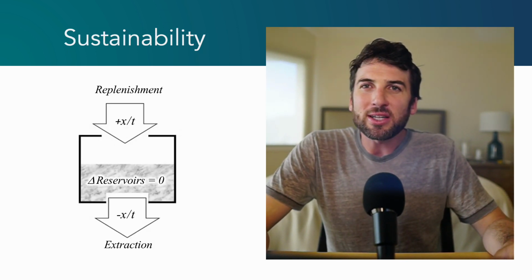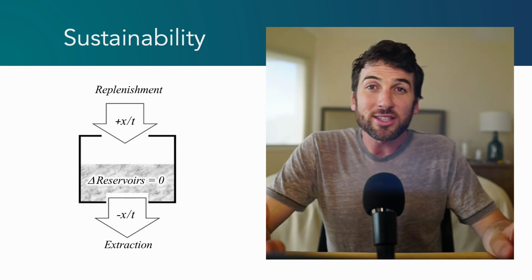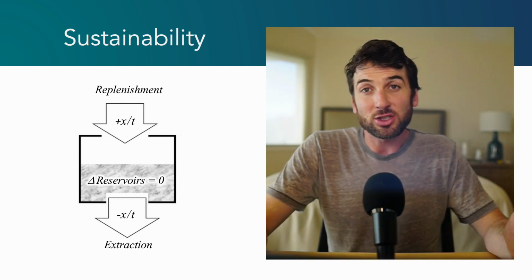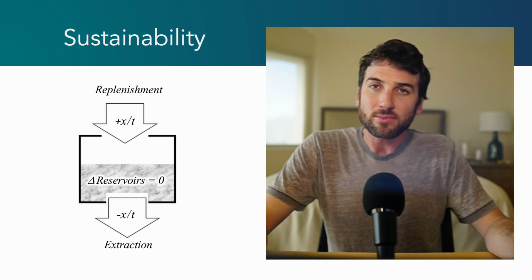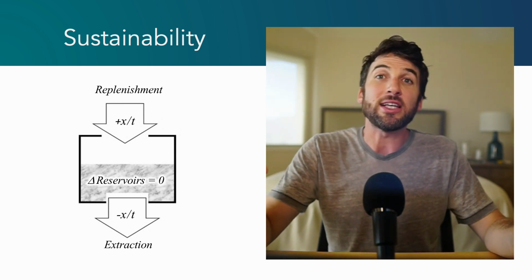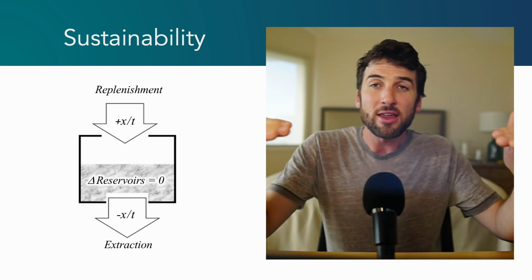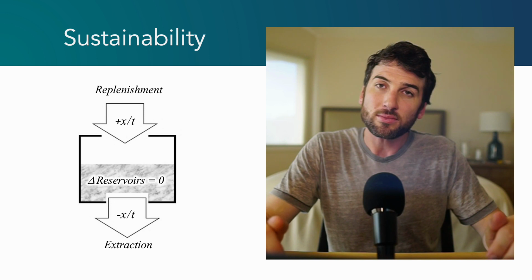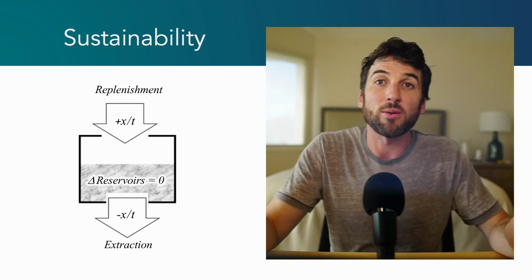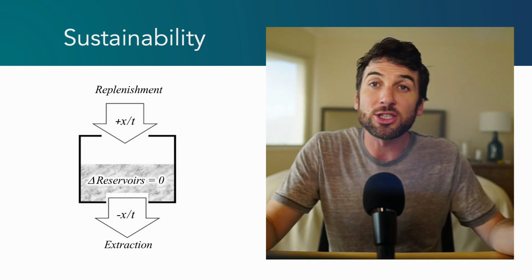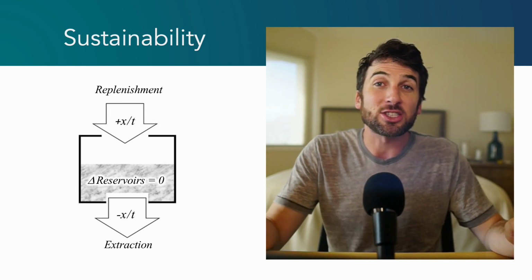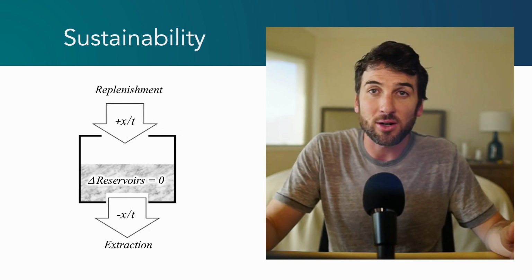So sustainability is another key part about systems thinking. A sustainable reservoir can be one where the replenishment rate is equal to the extraction rate. So for example, if the amount of trees being cut down equals the amount of trees that grow that year, that would be a sustainable way to maintain that reservoir. Now, if more trees are growing than are being cut down, it's regenerative. It's regenerating the reservoir. If fewer trees are growing than are being cut down, it's extractive. It's slowly extracting the reservoir.